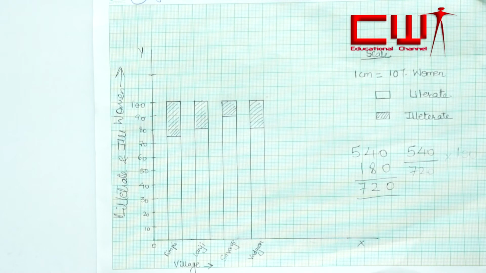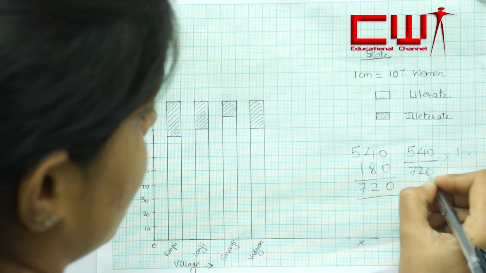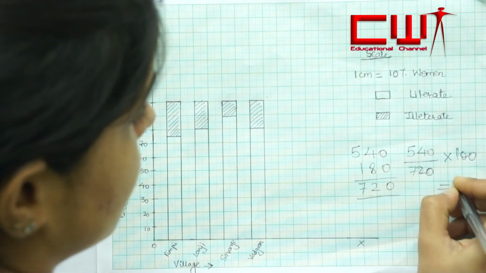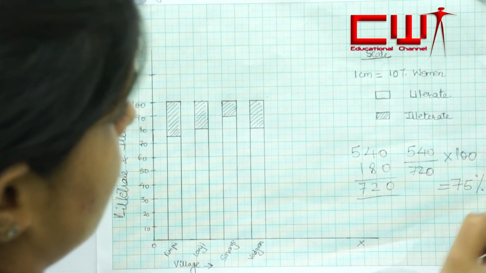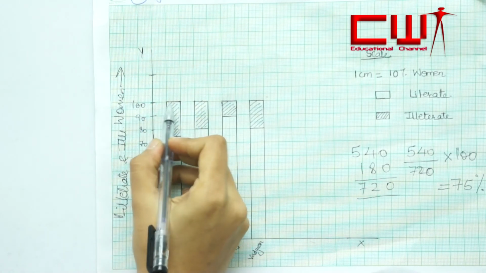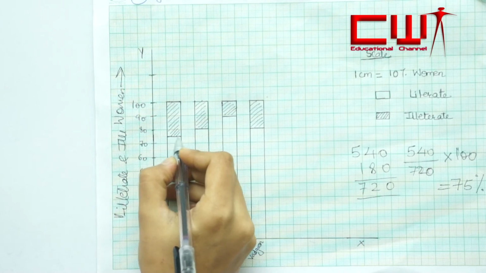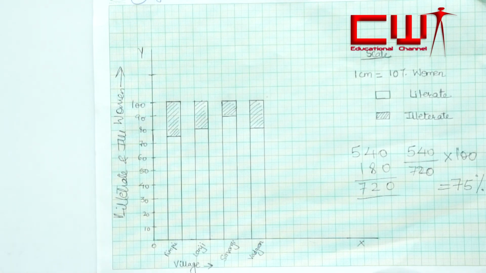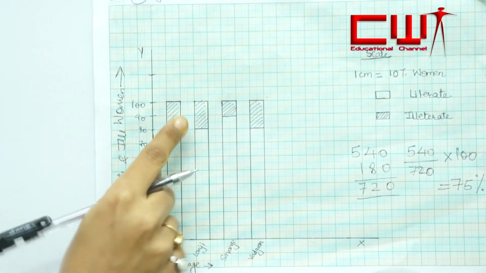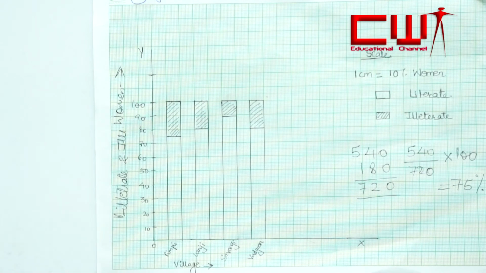540 divided by 720 into 100 will give you 75%. So for Pimpri you have made the bar up to 100. Mark 75 here. So this is the portion of literate women. The remaining 25 is the illiterate women in the village Pimpri. So you just have to calculate the maximum which is given to you.